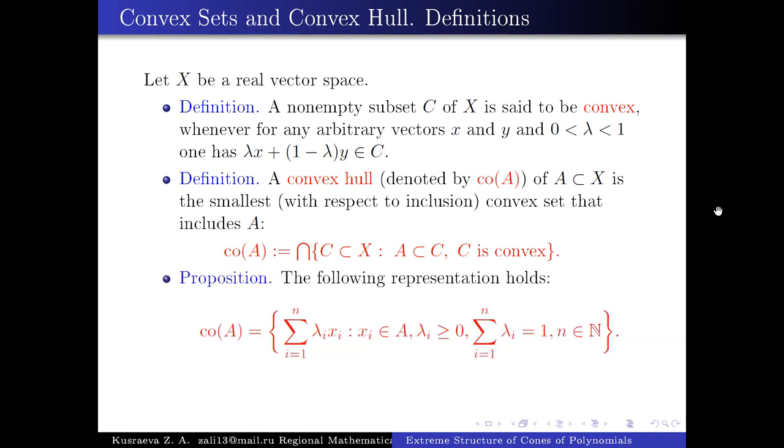The following proposition can be easily proved. It says that the convex hull of an arbitrary A from X consists of all convex combinations of elements of A. That is, the following equality holds. Here by convex combination we call a linear combination of elements with positive coefficients with unit sum.